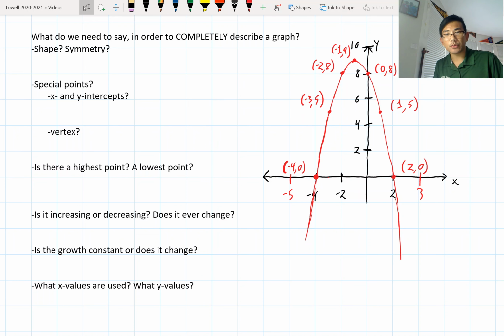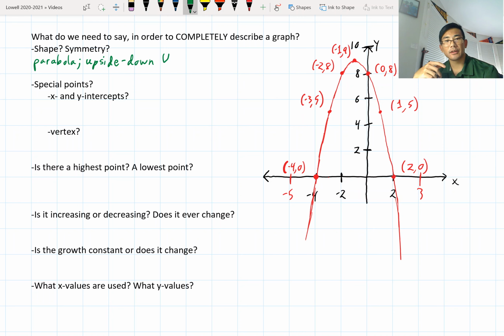And so let's start off with the shape. What the heck does this thing look like? One, we could say it's a parabola because that is the technical math term, but I also want to practice describing a graph to someone who maybe is not familiar with the term parabola. And so how could I describe it? One way that some people could describe it is shaped like an upside down U. Or you could say it's curved.